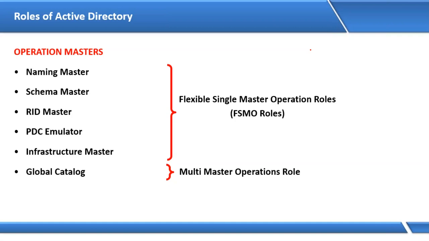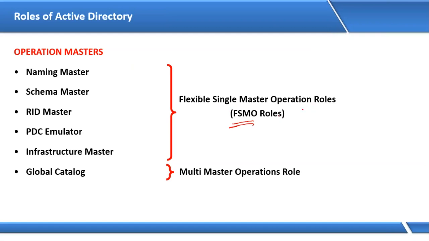Is done, finished, all of you. Now, in Active Directory how many roles do we have in total? 6 roles. The names are naming master, schema master, RID master, PDC emulator, infrastructure master, global catalog. The first 5 roles are called FSMO roles, flexible single master operation roles. So here the name is written single master operation role.